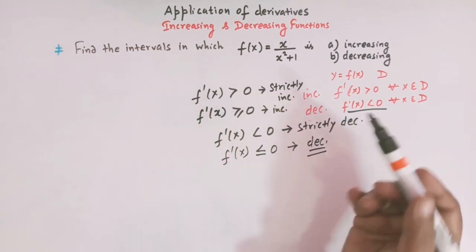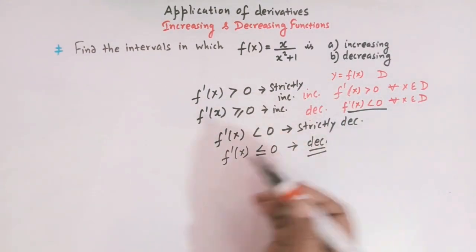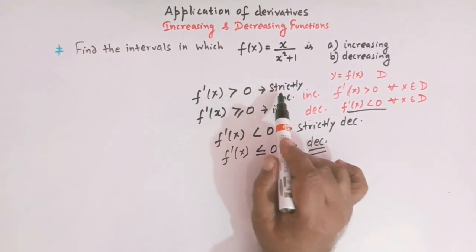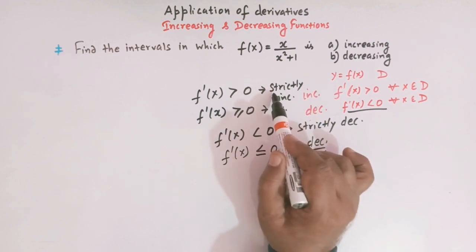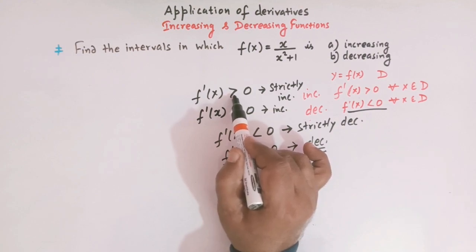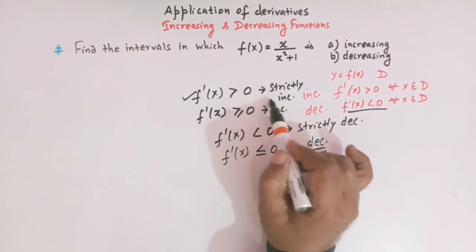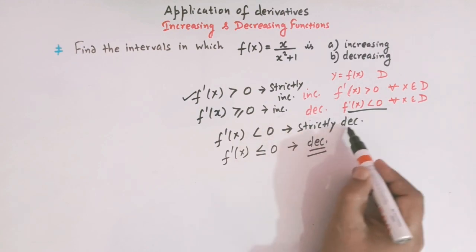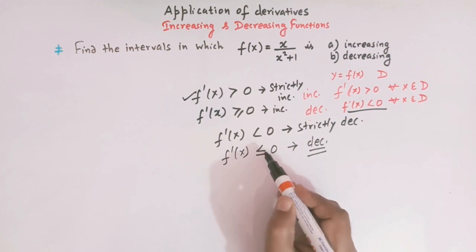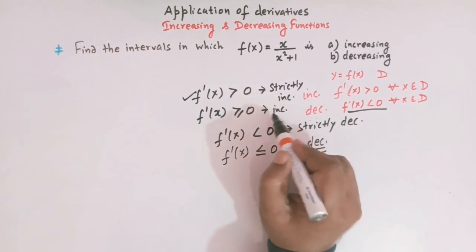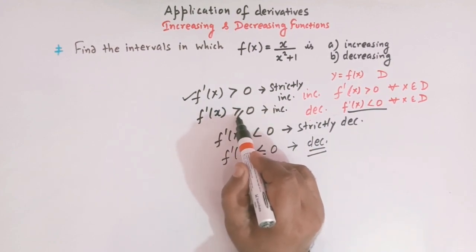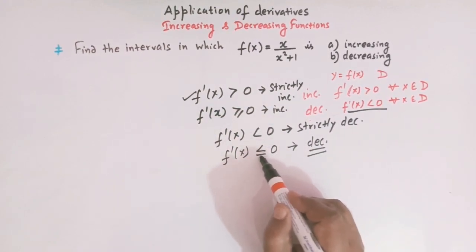So the condition for increasing and decreasing function is almost the same, with the difference that when we take the condition for strictly increasing function, we do not take the equality sign. So this is for strictly increasing. Similarly, for strictly decreasing, we do not take the equality sign. But when we simply say that the function is increasing, we take the equality sign, and similarly here we take the equality sign.